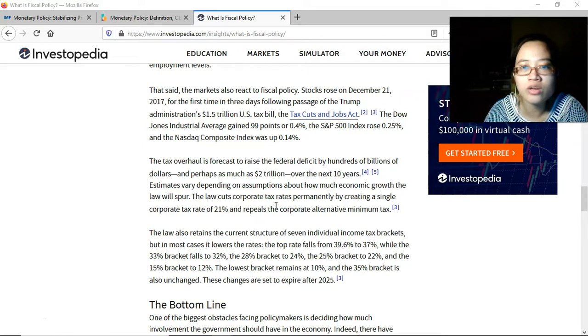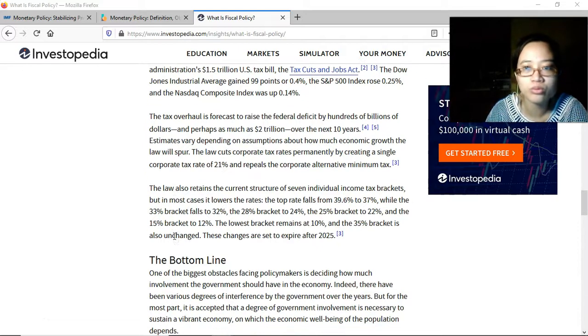The law cuts corporate tax rates permanently by creating a single corporate tax rate of 21% and repeals the corporate alternative minimum tax. That's nice, this is good for the businesses. The law also retains the current structure of 7 individual income tax brackets, but in most cases, it lowers the rates. The top rate falls from 39.6% to 37%, while the 33% bracket falls to 32%, the 28% bracket to 24, 25 to 22, and the 15 to 12. Wow.